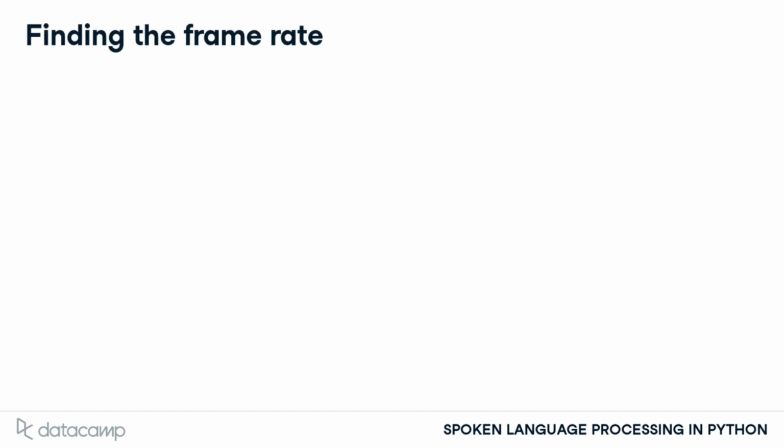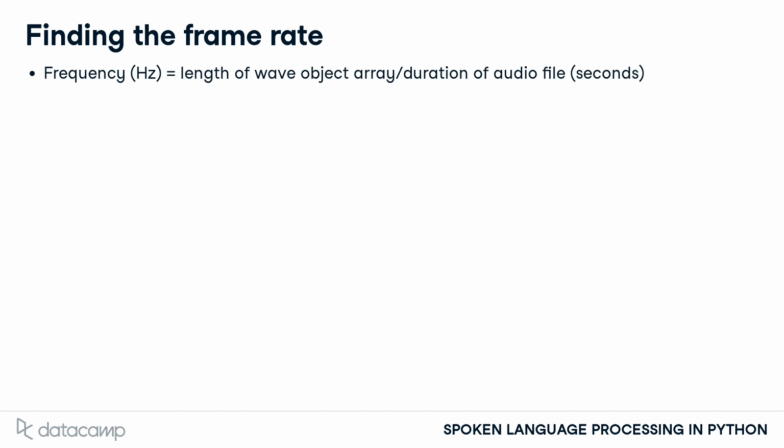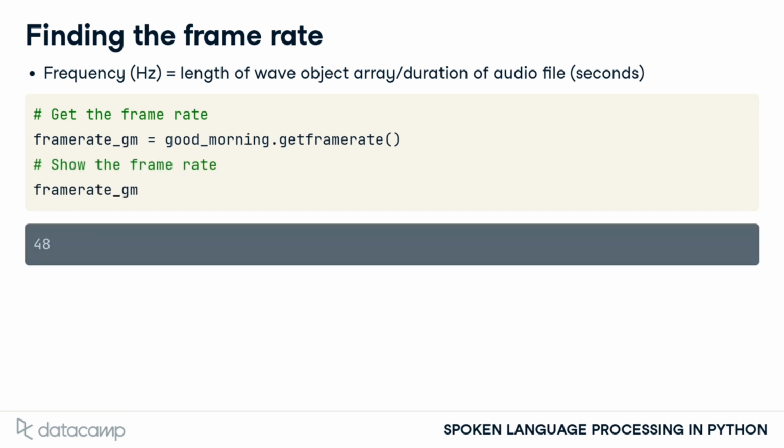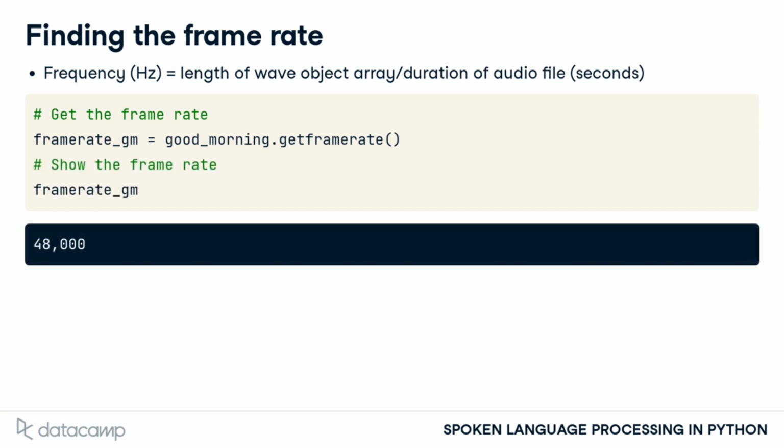Okay, we know our Good Morning sound wave has a frequency of 48 kilohertz. But what if we didn't? To find it, we could divide the length of the wave object array by the duration of the sound wave in seconds. But Python's wave module has a programmatic way. Calling getframerate on a wave object will return its frame rate. Let's use it on our Good Morning wave object. Excellent! The method returns the number we were expecting, 48,000 or 48 kilohertz.